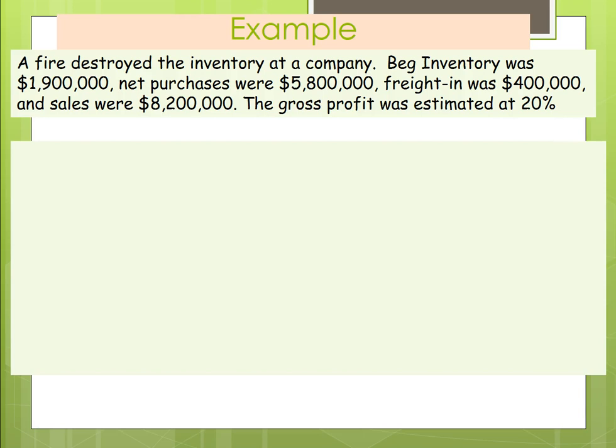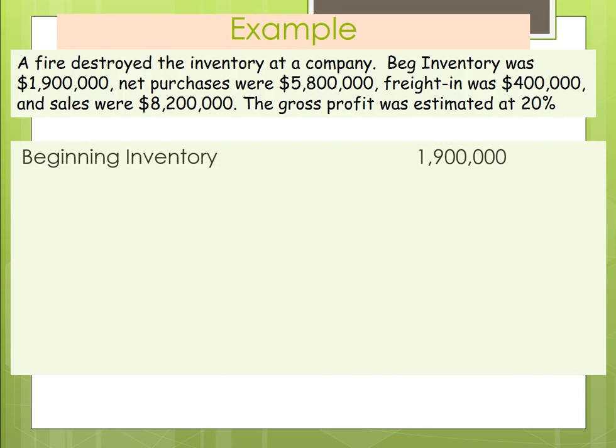Here is our first example. A fire destroyed the inventory at a company. Beginning inventory was 1.9 million. Net purchases were 5.8. Freight in was 400,000, and sales were 8.2 million. The gross profit was estimated at 20%. Now again, since we're given the gross profit, we don't have to do a conversion.